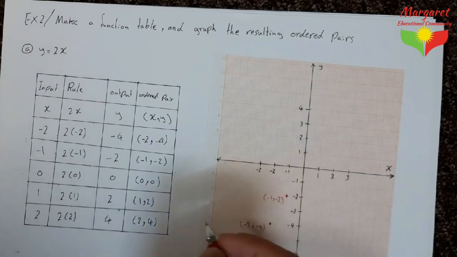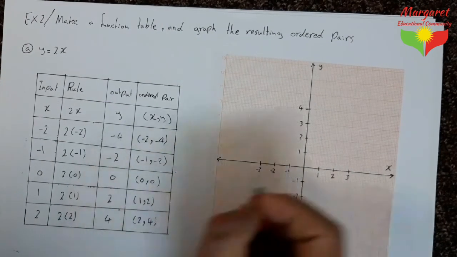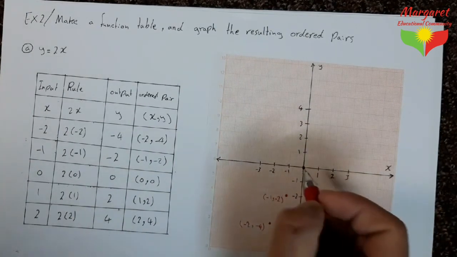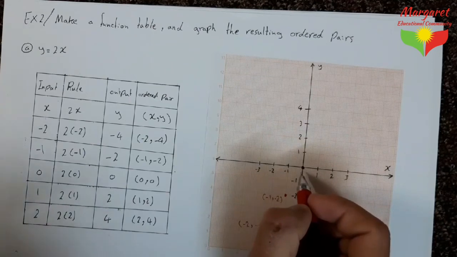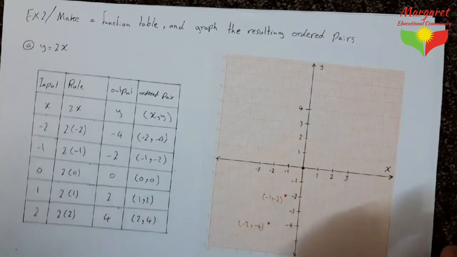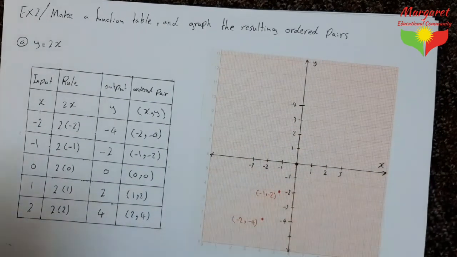And 0, 0 is the origin point. Since we start at the origin and 0, 0 represent no move. So 0, 0 is the origin point. Now you can plot another point.